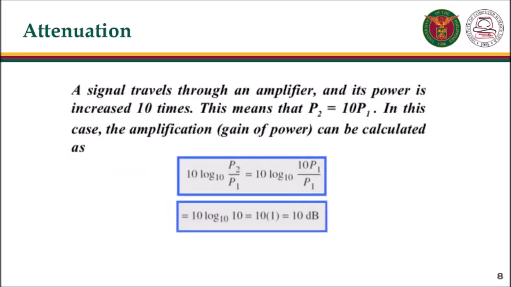Another example. A signal travels to an amplifier and its power is increased 10 times. This means that P2 is equal to 10 P1. In this case, the amplification can be calculated as follows.